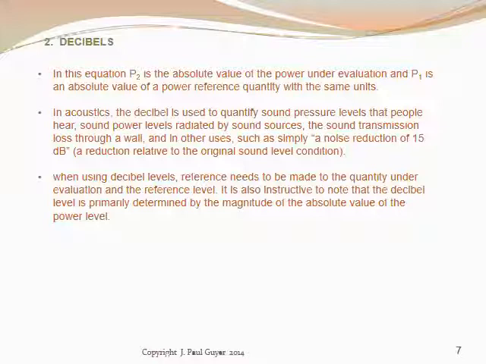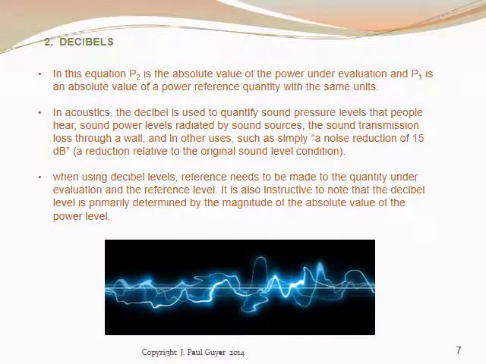If the power P1 is the accepted standard reference value, the decibels are standardized to that reference value. In acoustics, the decibel is used to quantify sound pressure levels that people hear, sound power levels radiated by sound sources, the sound transmission loss through a wall, and in other uses such as simply a noise reduction of 15 decibels, a reduction relative to the original sound level condition.